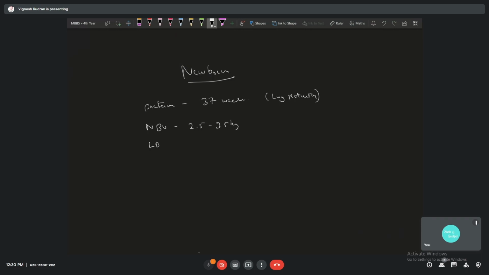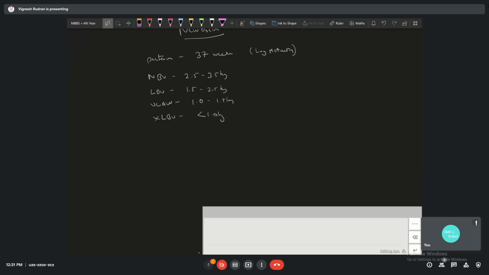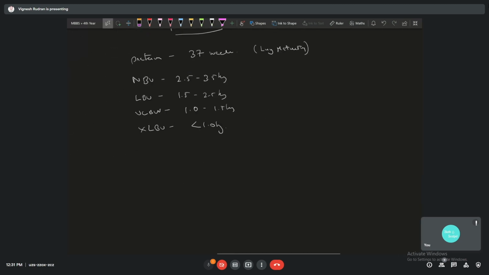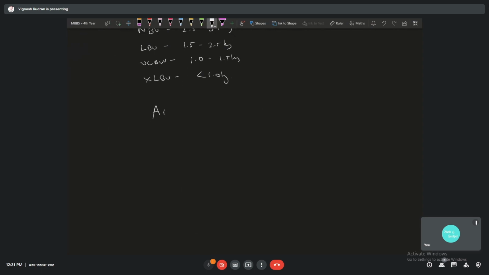Normal body weight is going to be 2.5 to 3.5 kgs. Your low body weight is going to be 1.5 to 2.5 kgs. Your very low body weight is going to be 1 to 1.5 kgs, and your extremely low body weight is going to be less than 1 kg. These are all important terms which you need to know. And then an important thing is going to be your APGAR score.